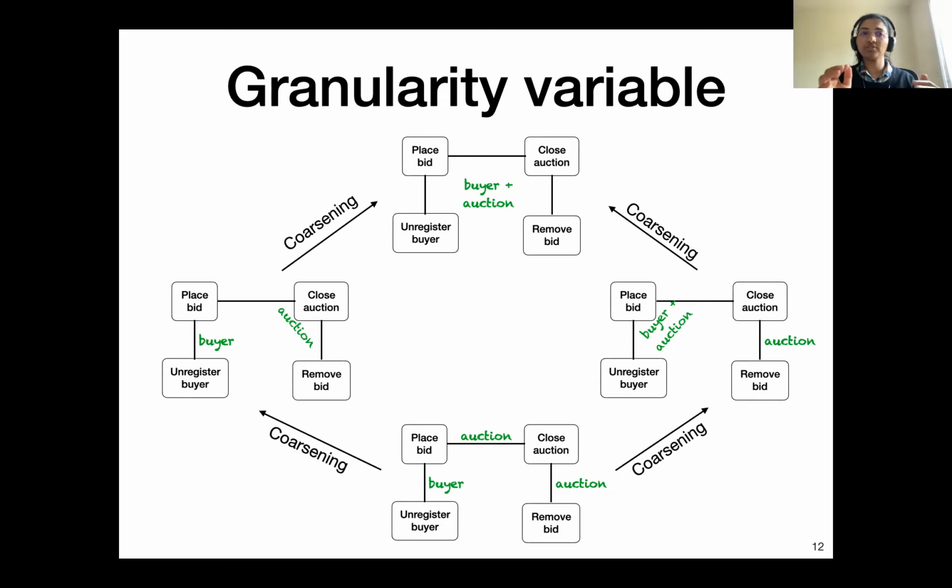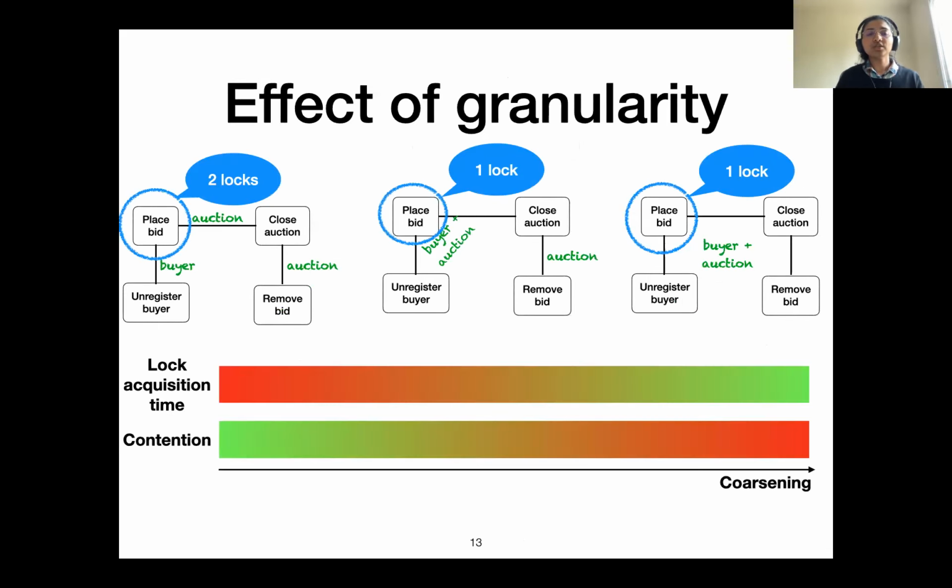So actually there are trade-offs while coarsening and fine graining as well. So we can see how the granularity dimension will impact the performance of the distributed application. So let's zoom into place bid. And let's consider 3 different scenarios for place bid.